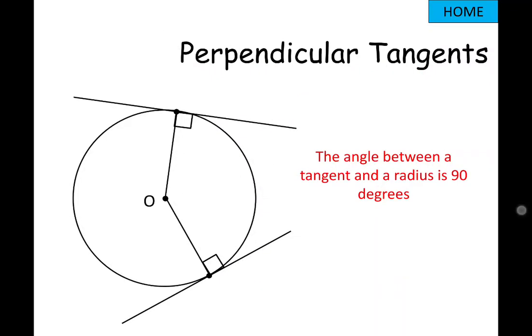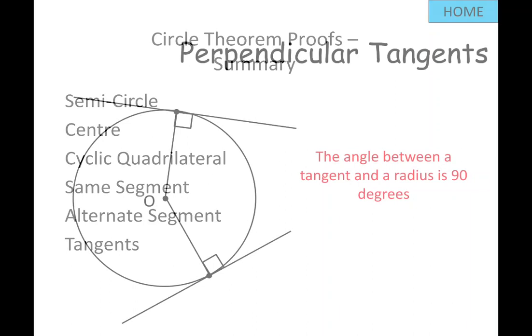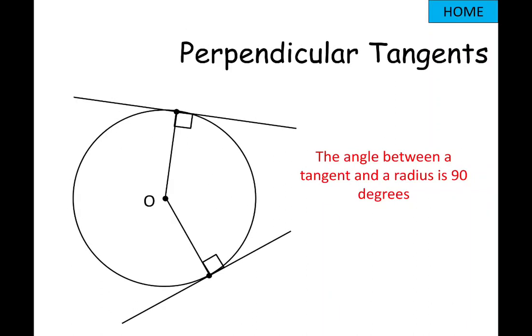Perpendicular tangents: the angle between a tangent and a radius is 90 degrees.